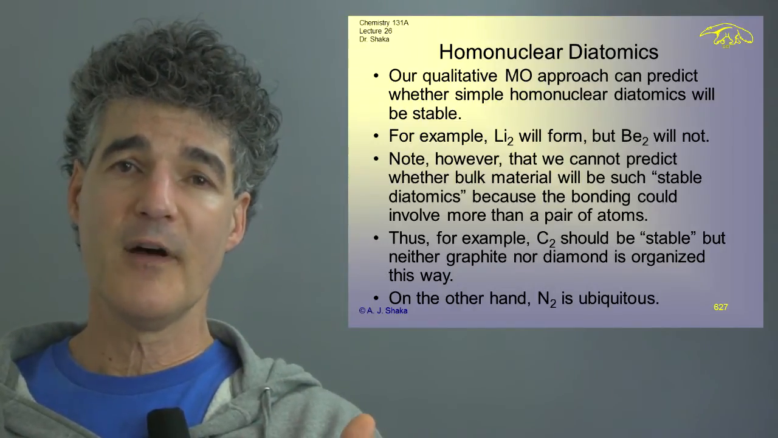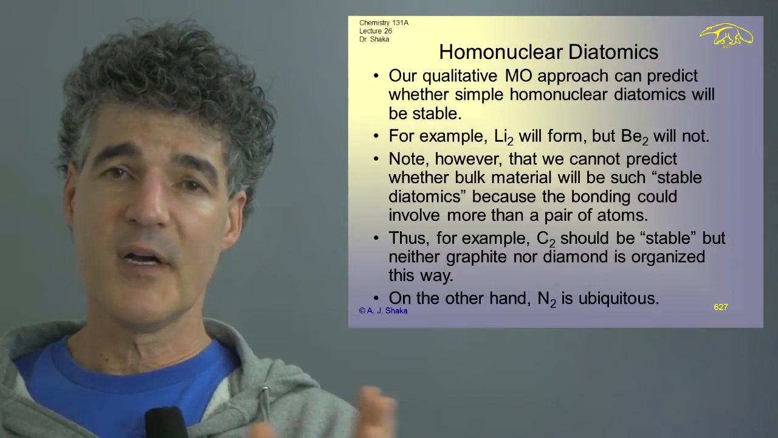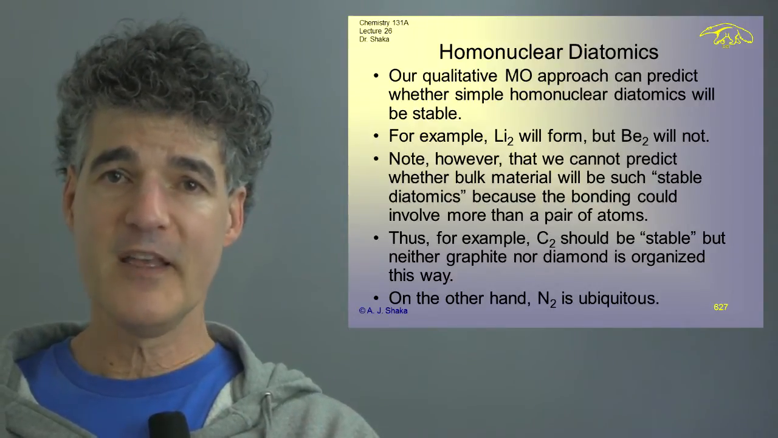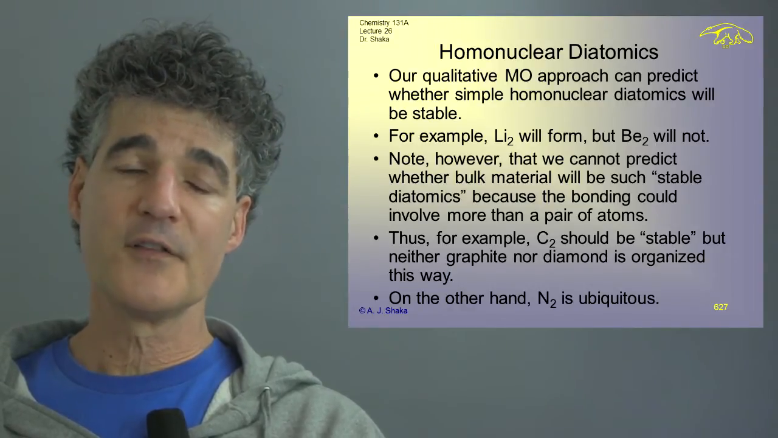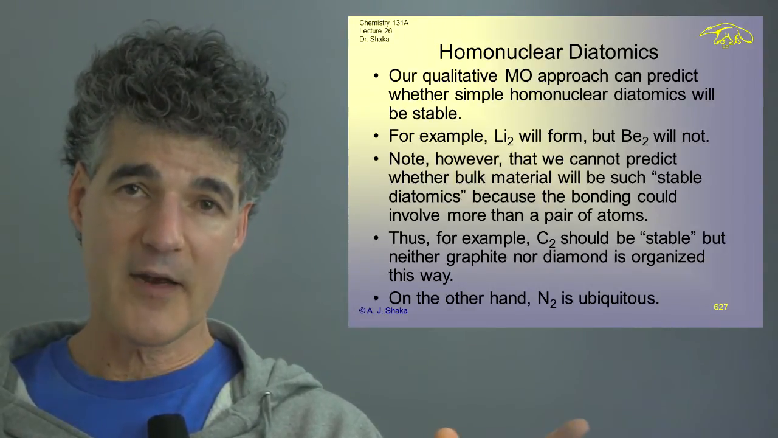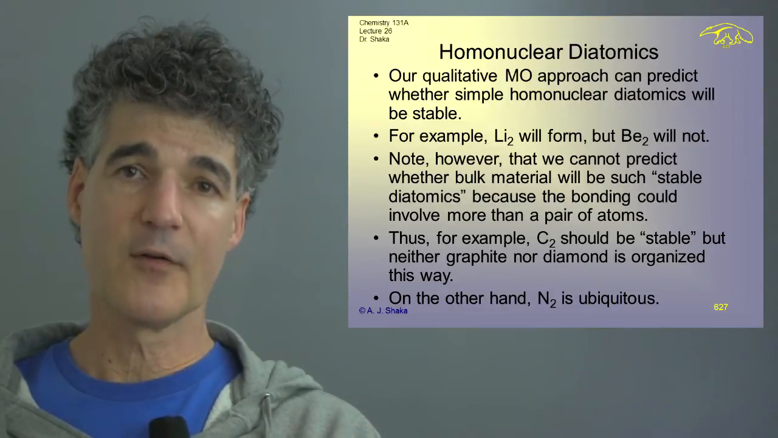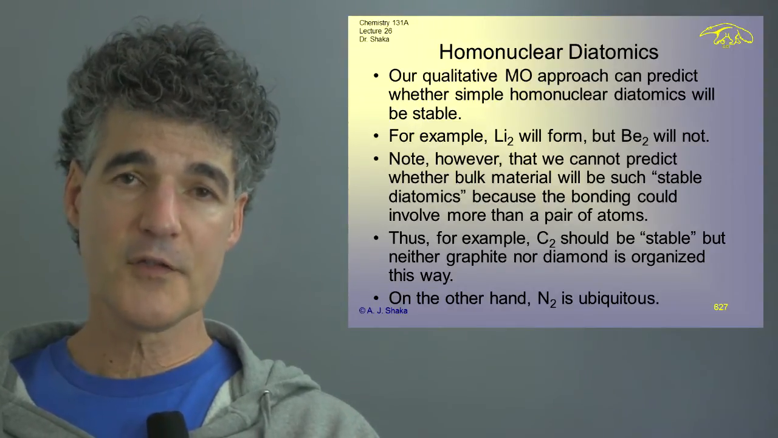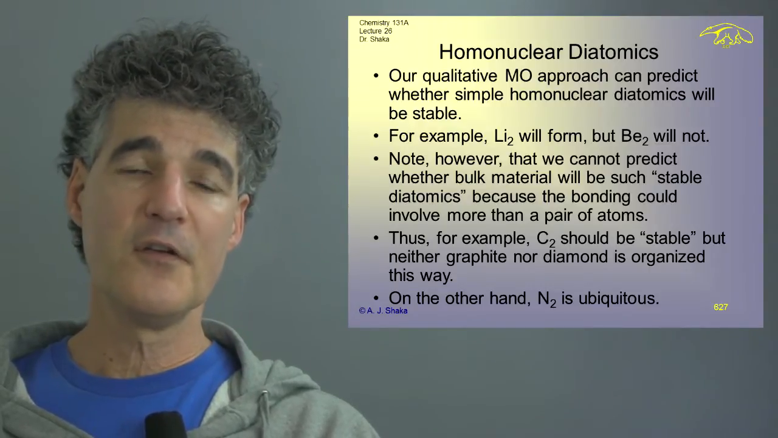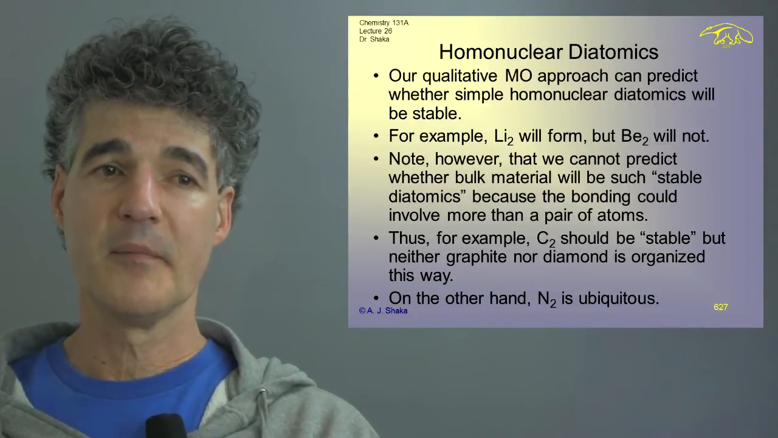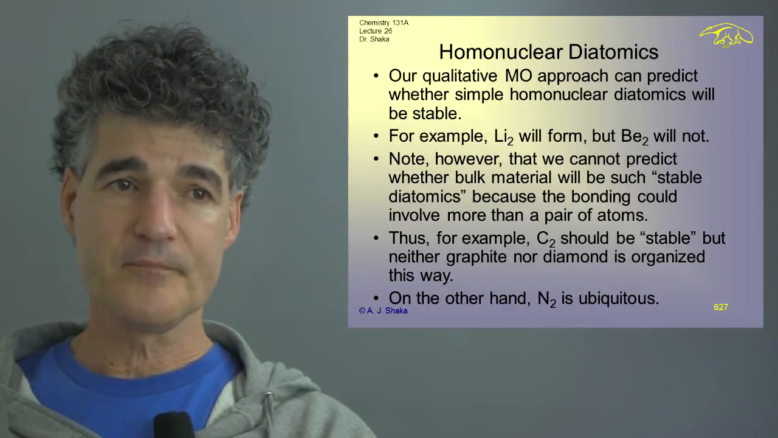However, neither graphite nor diamond nor buckyball nor graphene is organized in that way, and that's just because if you have more atoms around and you make a bigger molecular orbital diagram with those structures, what you'll find is that they're much more stable than C2, and that's why you get them instead.